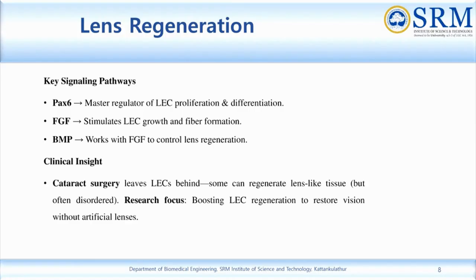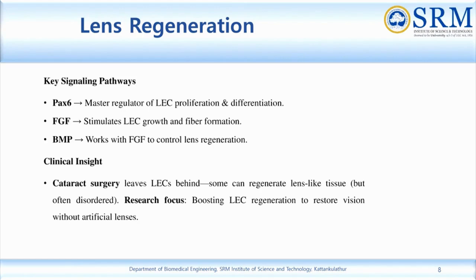Another strategy that can be done is that we can look at these signaling pathways. Lens epithelial cell regeneration can be done to restore vision without artificial lenses. So we can look at activating one of these signaling pathways, and thereby PAX6, or we can work with increasing the fibroblast growth factor, and thereby help in the proper or improved lens formation.